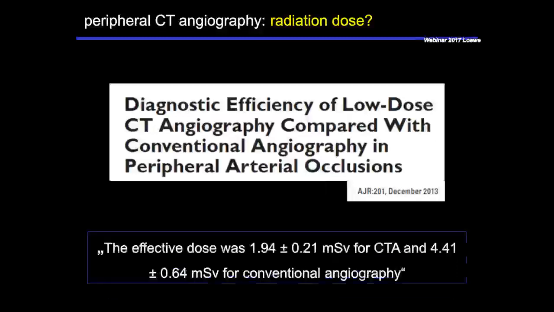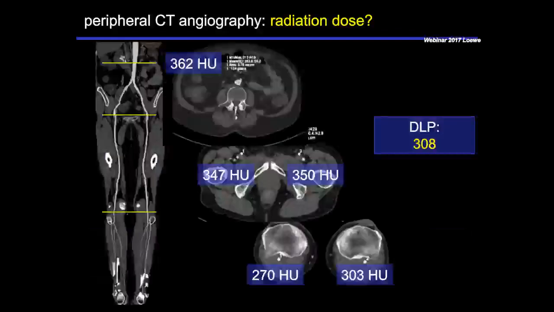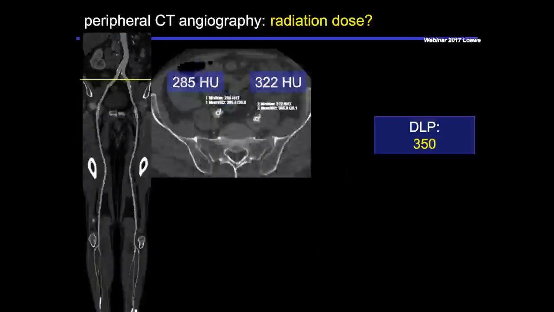And this has been published 3 years before, that even an effective dose of just 2 millisieverts for an entire peripheral runoff CTA study becomes possible. Just a few clinical examples. By using a low kV strategy, reducing the total dose length product down to 300 and providing a very homogeneous and very bright contrast enhancement during the entire peripheral vasculature, giving a very nice impression about the distribution of disease.